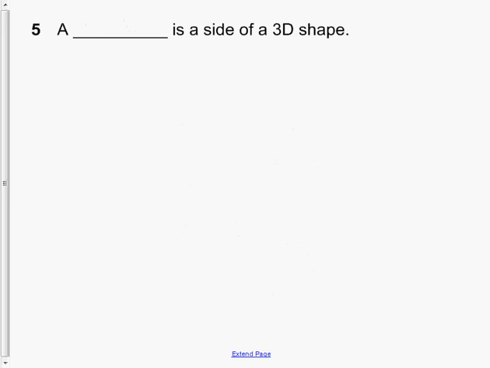Question 5 is a blank is a side of a 3D shape. We call that a face. So again, if we go back to my cylinder, this is called a face. The bottom would be called a face, and the side here would be called a face as well. 3 faces.